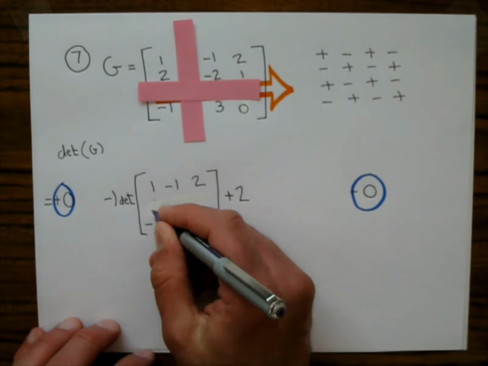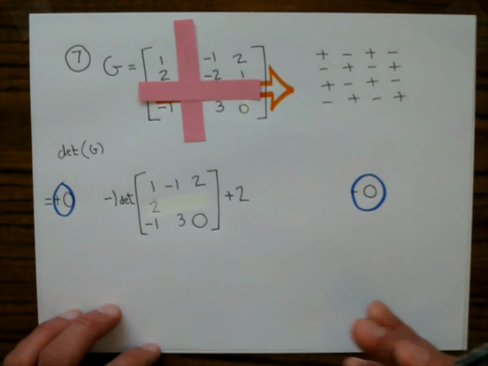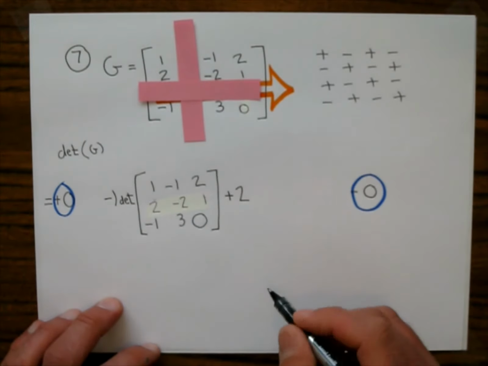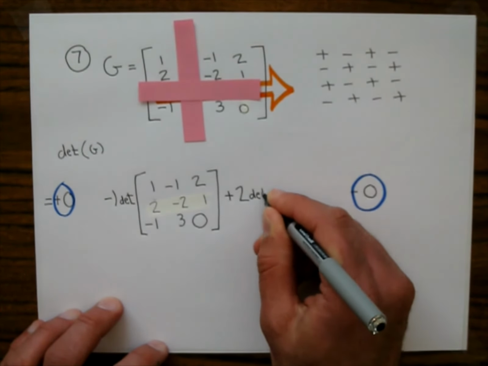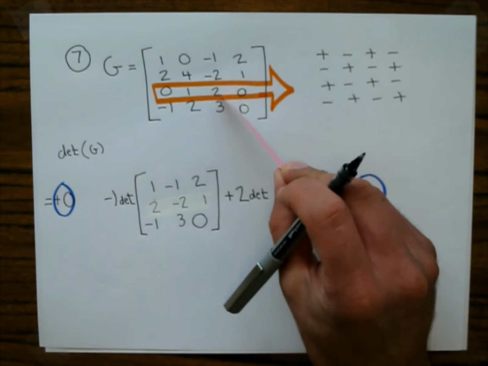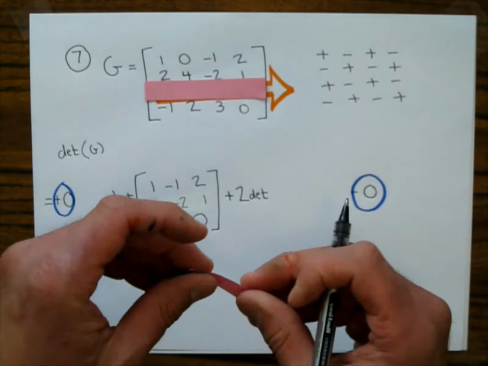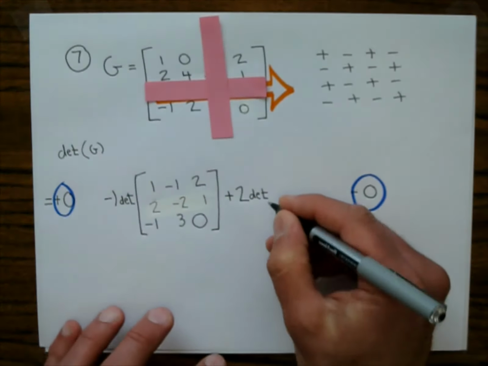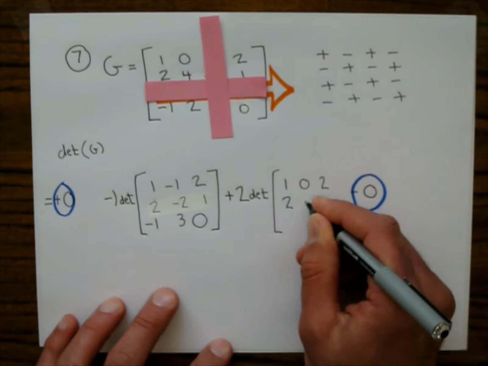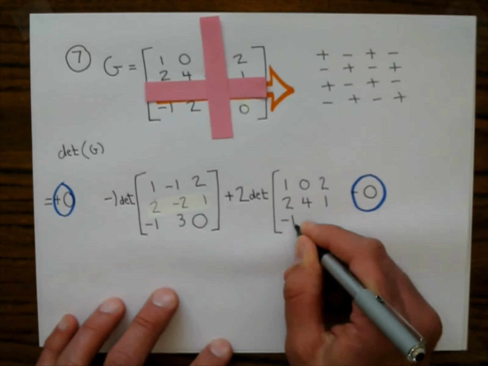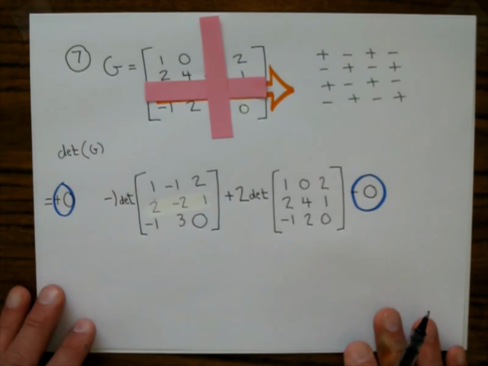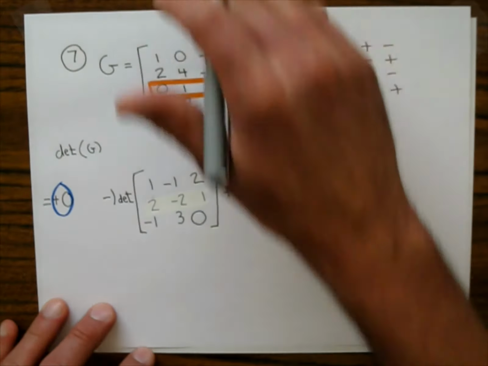1, negative 1, 2. And then I have 2, negative 2, 1, and then I have negative 1, 3, 0. And then I'm going to do the same thing with the 2. So I'm going to cover up the row and the column that contains this 2 right here. So this gives me 1, 0, 2, 2, 4, 1, negative 1, 2, 0. Okay, now it looks like this problem has turned into 2 problems.